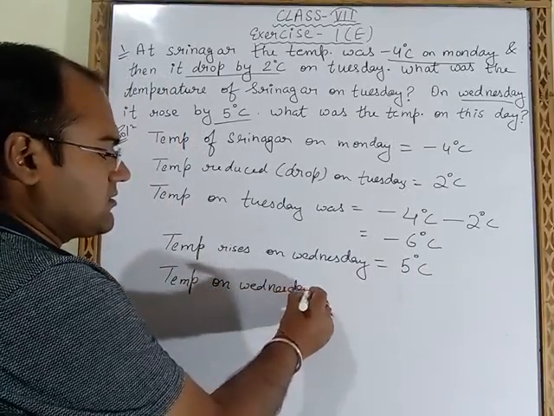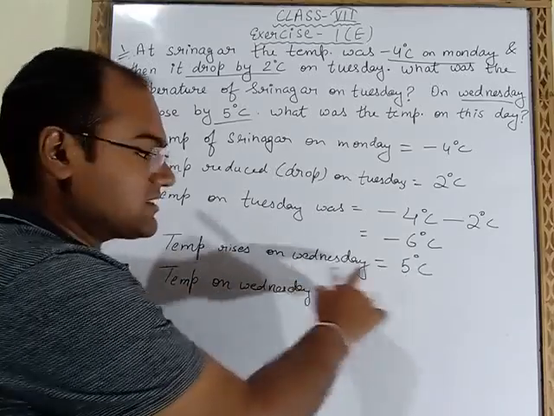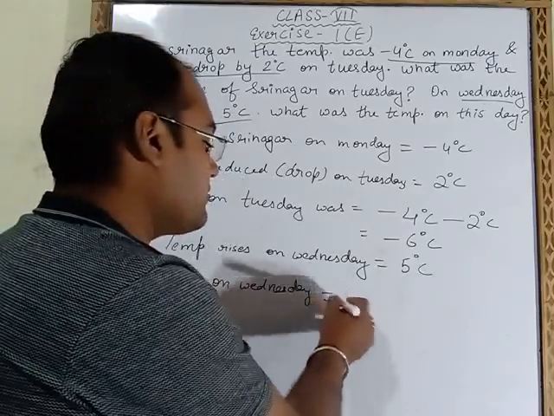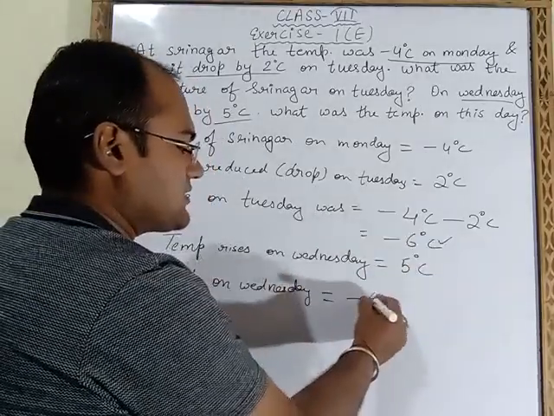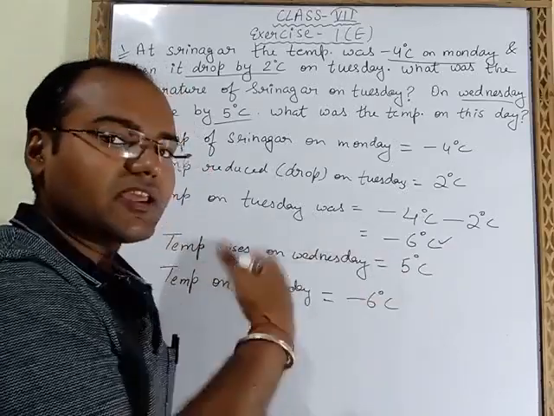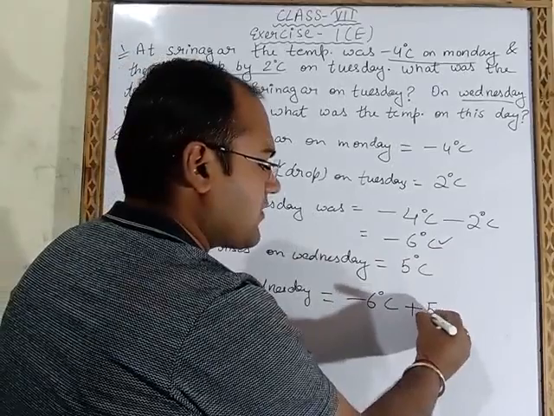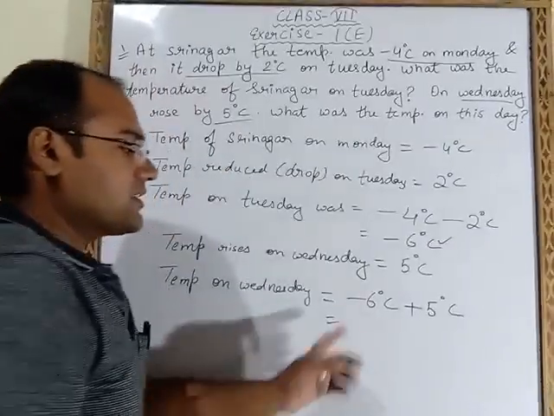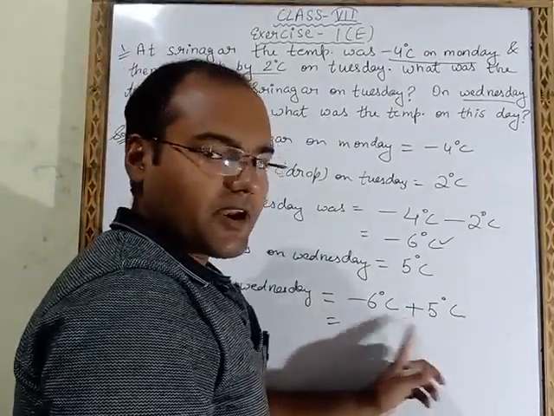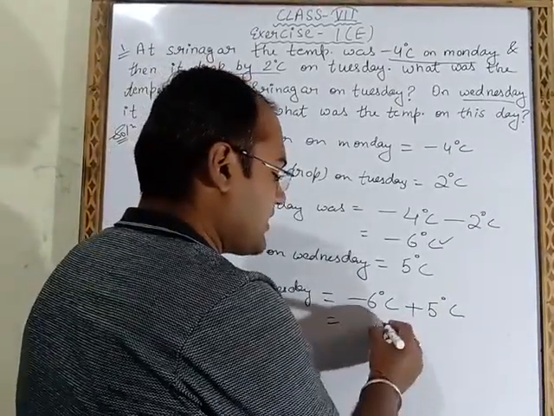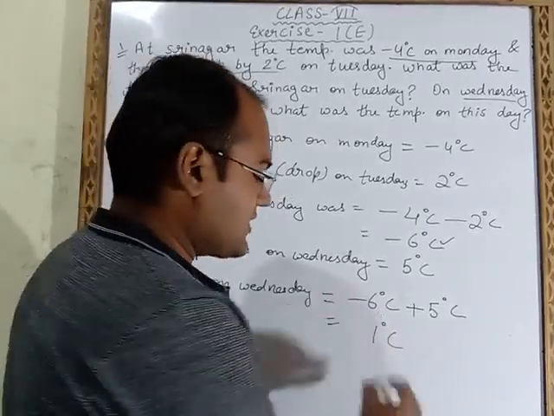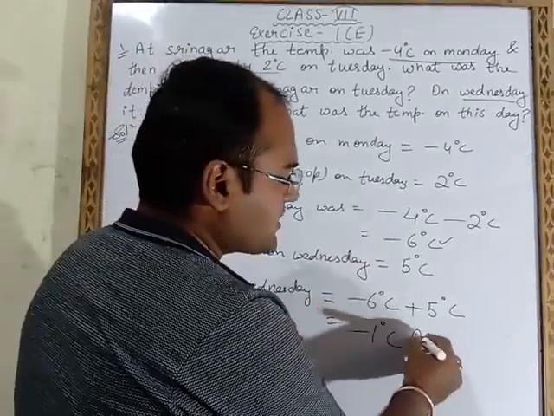Now we have to write the temperature on Wednesday. This is not the temperature on Wednesday. This is the temperature rise on Wednesday. We have to write the temperature on Wednesday. On the previous day, temperature was -6 degrees Celsius. On the next day, Wednesday, this much temperature got increased. So we have to add 5 degrees Celsius. So this is minus and this is plus. Minus plus is minus. So we have to subtract these two numbers. 6 minus 5 will be 1 degree Celsius. Which one is greater here? 6 is greater. 6 is having minus sign. So the answer will be -1 degree Celsius.